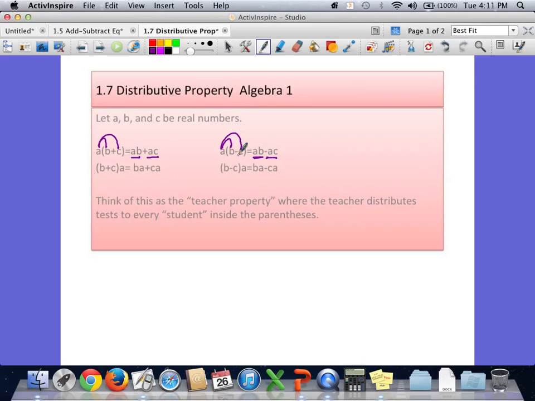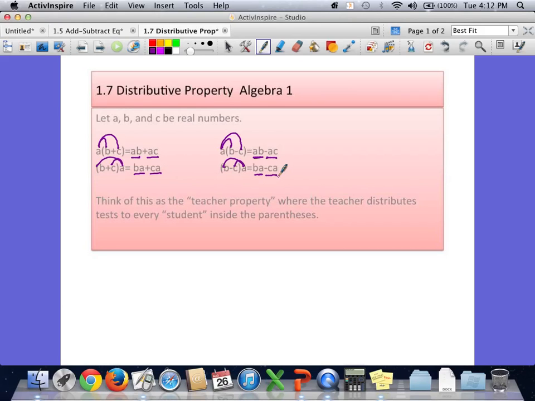property. Now, you can also do the distributive in a backwards approach. The A could be in the back end, okay? So B plus C times A gives you BA plus CA. Same with A back here in this one, and it will give you BA minus CA. Watch the signs in front.